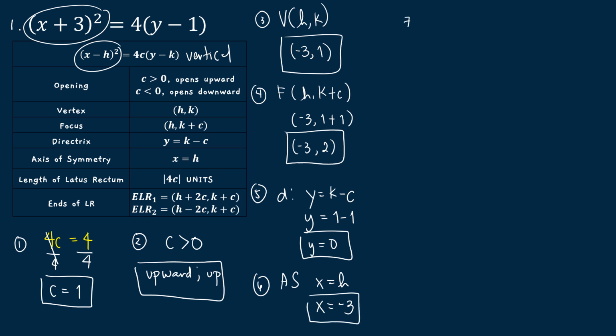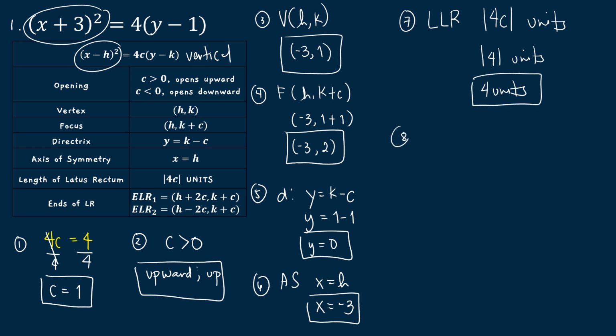Number 7 is given by the length of the latus rectum, and it is the absolute value of 4c. Then put the term units afterwards. So it would be 4c is equal to 4. So get the absolute value of 4. So the final answer would be 4 units.